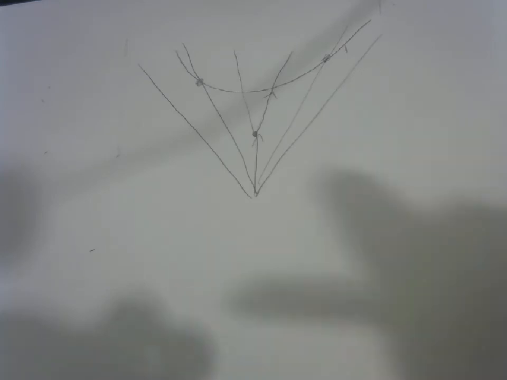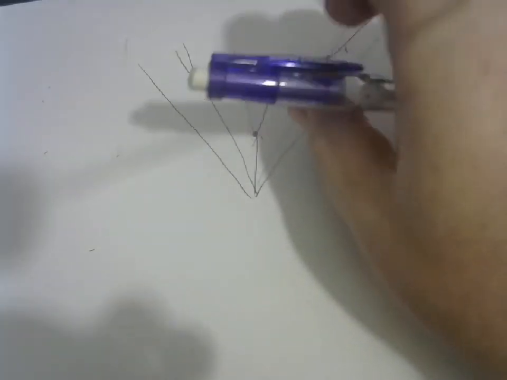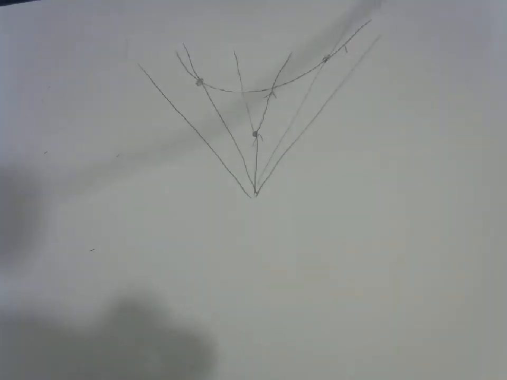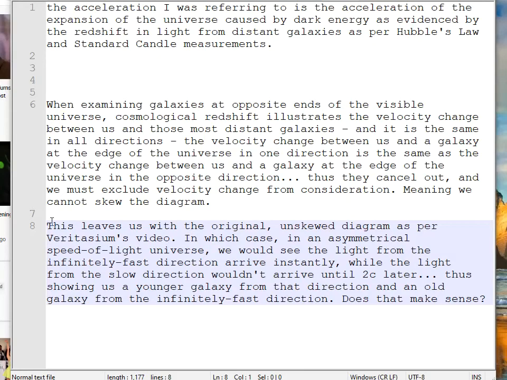But if somebody is in there and changes direction, then he will know, because he can see the effects of what his change in orientation did on the space-time. Okay, Dale Darling continues, this leaves us with the original unskewed diagram as per Veritasium's video.